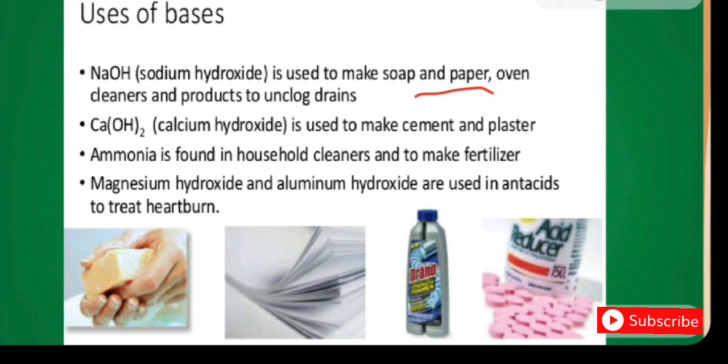This means when you have severe acidity, if you take that, you will get relief immediately, because the bases present in the antacid neutralize the acid in our stomach.